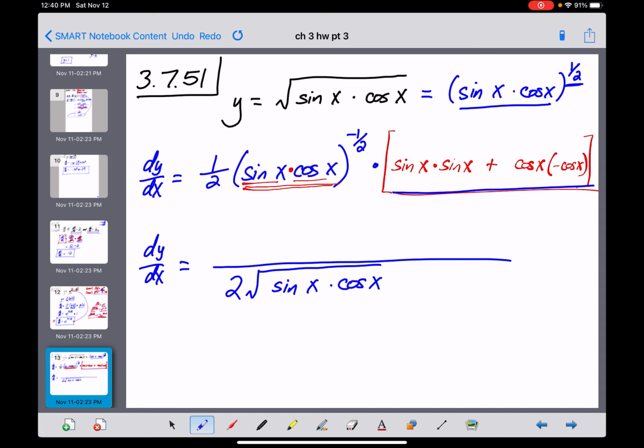So sine of x times sine of x is going to be sine squared of x. And then plus cosine of x times a negative cosine of x is going to be a minus cosine squared of x. And it would have been really cool, you guys, if that were a plus right there, because then sine squared of x plus cosine squared of x would have just equaled 1, and the answer would have been a lot nicer. But unfortunately, we can't just change that around, as it were, so that is our answer that we came up with here for problem number 51.